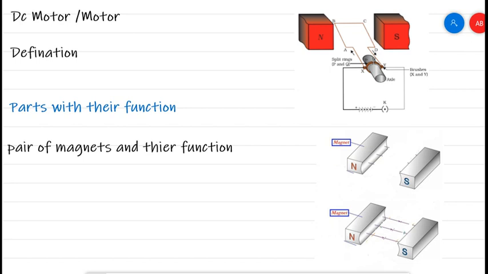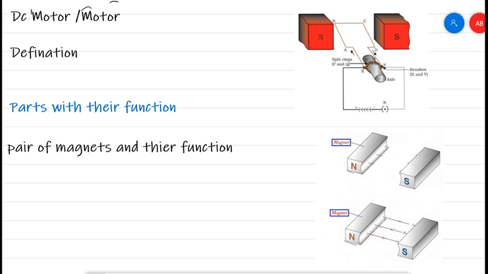Dear students, what is a DC motor? Very simple. You know what DC means: direct current. You can say unidirectional current. This is the DC. So a DC motor means any motor which does motion, mechanical work. It means the device where we use DC current to get the mechanical work, to get the kinetic energy. That is the DC motor.